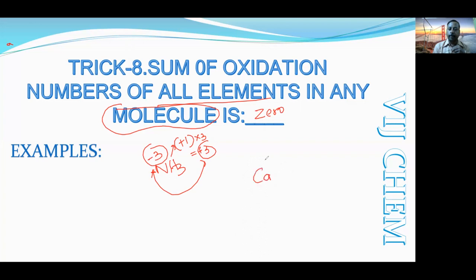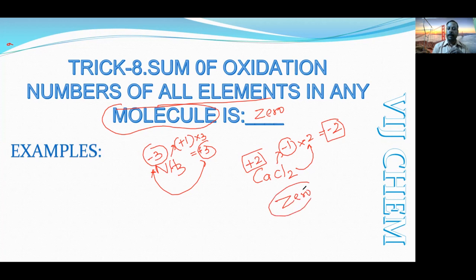For example, if I take CaCl2, calcium's oxidation number we have already seen is +2, and chlorine's oxidation number will be -1. -1 into the number of chlorines, which is 2, so this will be -2. -2 and +2, how much are we getting again? 0. In any molecule, the sum of the oxidation numbers of all elements will be how much? 0. I think these are sufficient examples now. Okay, take a note of it.